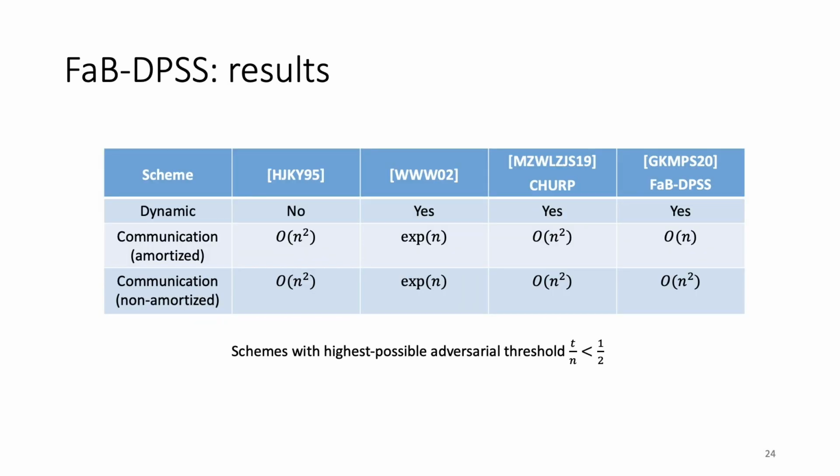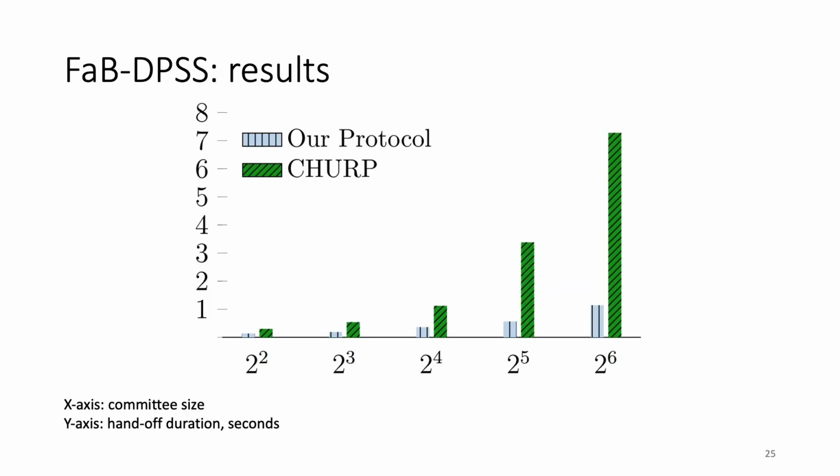And this is how our scheme compares to the prior work. So as you can see, among the schemes which have the highest possible adversarial threshold of 1/2, we were able to improve the amortized communication complexity by a factor of n, and the non-amortized complexity remained the same. And the scheme is actually also concretely very efficient. Here on the x-axis, you see the committee size, and on the y-axis, you see the duration of a handoff procedure in seconds. And as you see, FabDPSS outperforms the prior work CHURP every single time, and the difference only grows with the size of the committee.